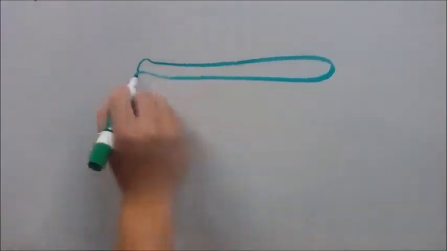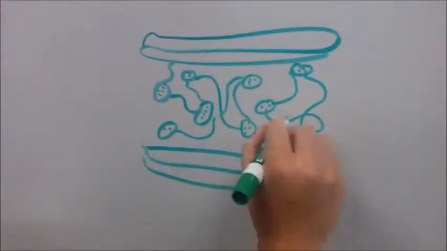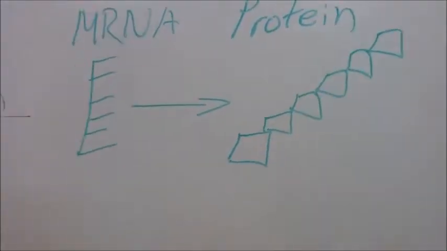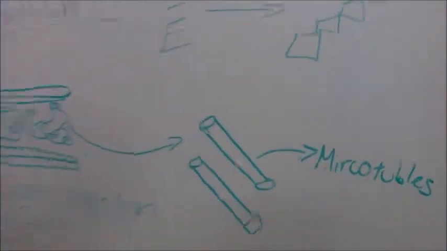The cytoskeleton provides structure to the cytoplasm. Many things happen in the cytoplasm, including mRNA to proteins. The cytoskeleton is made up of microtubules.